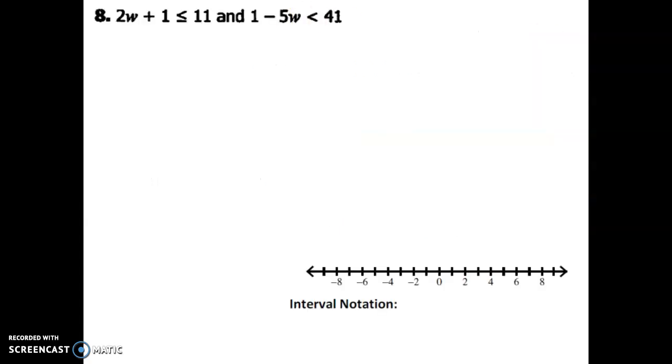Okay, so here's our first one. And you can see this one is written out with the "and". It's already got the two pieces. So we're going to solve each of those separately. So first, I'm going to subtract 1 from both sides.